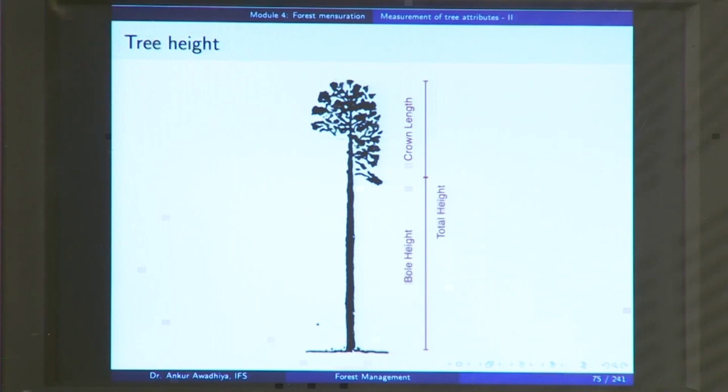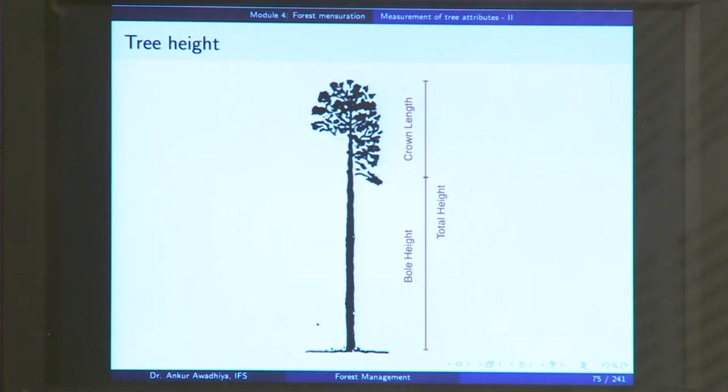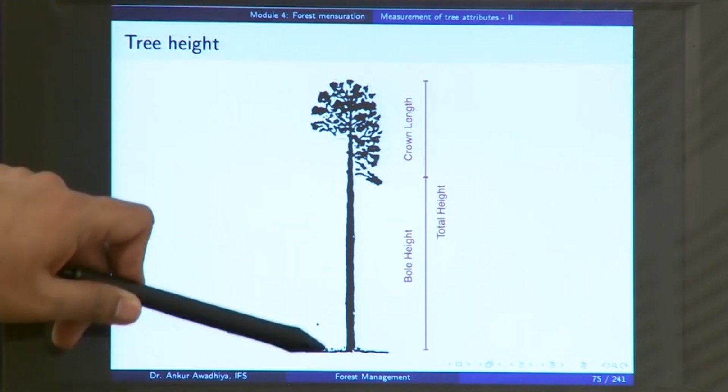Now, to find out the volume of timber that you can extract from a tree, you require essentially three data. One is the diameter, the second is the height, and third is the form factor. So, in this lecture we will have a look at how we measure the height of a tree. In the case of height, we have three different measurements that can be taken. The first one is the bole height.